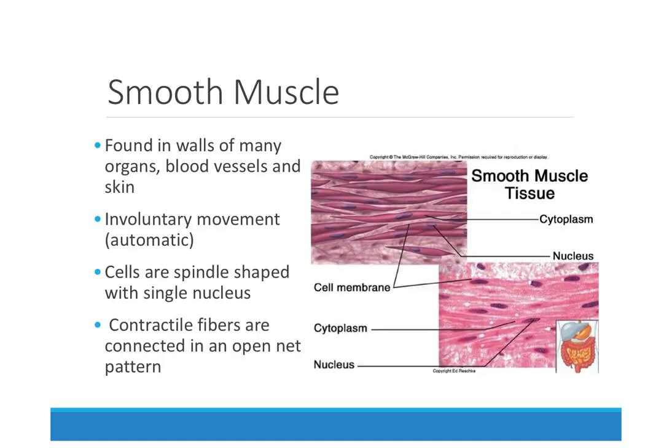Smooth muscle is found in the walls of many of the hollow organs in our body, including our blood vessels and even a little bit in our skin. Smooth muscle is involuntary, the control is not conscious, and the cells are spindle-shaped. That means they're pointed on the ends with a single nucleus. The fibers that cause these muscle cells to contract are connected in a network pattern, which allows the cells to contract in many directions instead of only one.